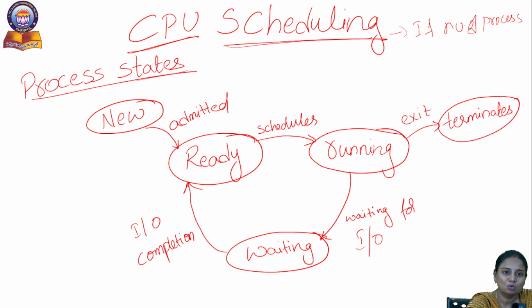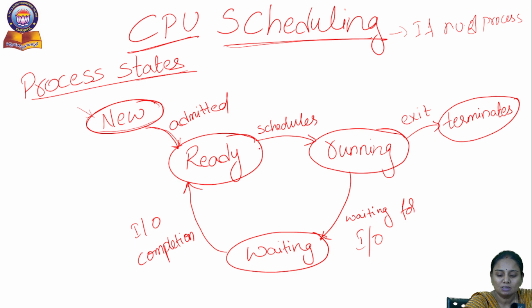Each process is going to be created. Whenever a process is created, first it enters the new state. By default, it is in the new state. From the new state it moves to the ready state whenever it can use the CPU.